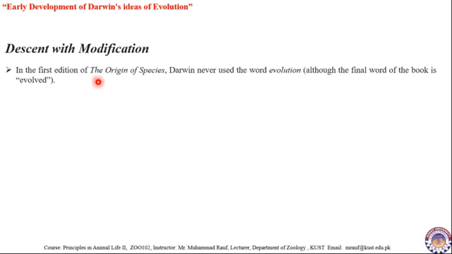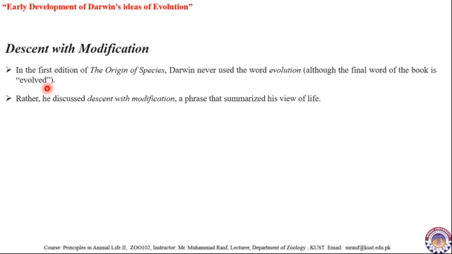In the first edition of The Origin of Species, Darwin never used the word evolution, although the final word of the book is evolved. Rather, he discussed descent with modification. We have already discussed that Darwin never used the word evolution, but he used this phrase to refer to this phenomenon of change.